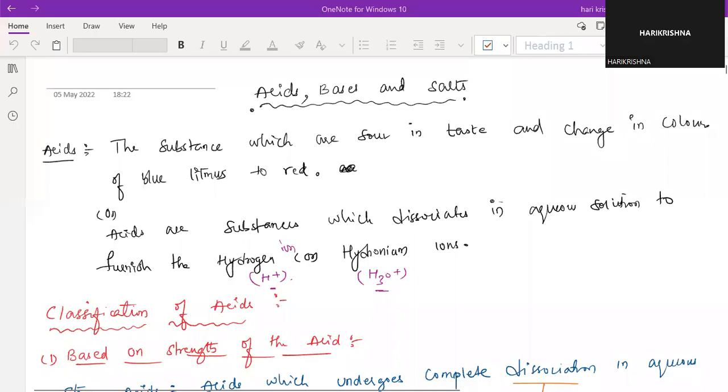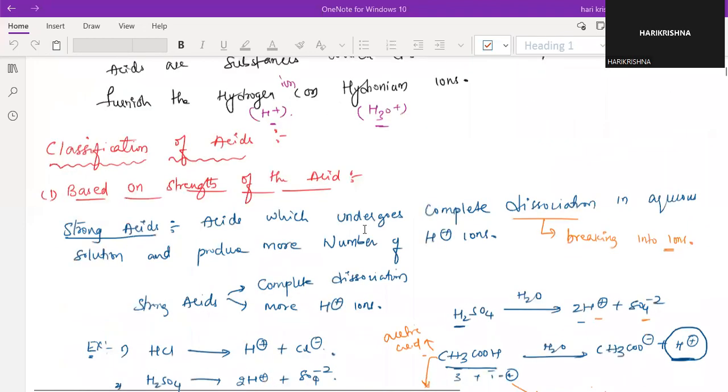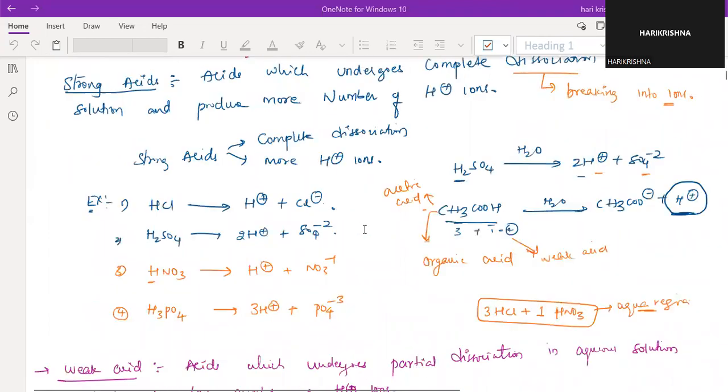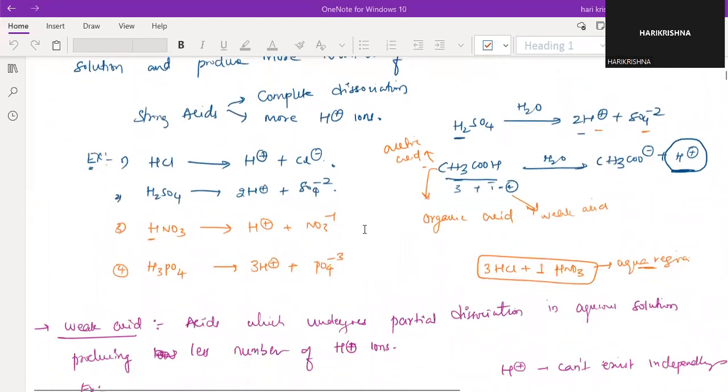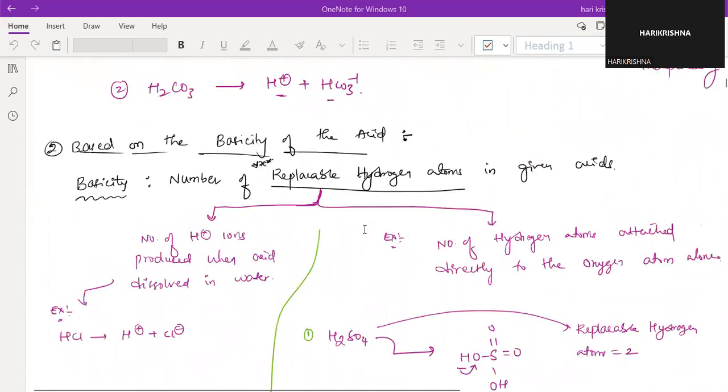So in the last class, we started the topic acids, bases, and salts. Just a general introduction. We covered what an acid is, classification of acids based on strength, strong acid and weak acid, and based on basicity of the acid. Is this basicity topic clear? What is the meaning of replaceable hydrogen atoms?